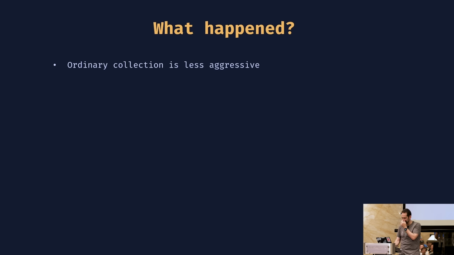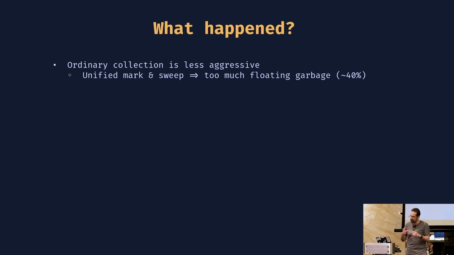So what was going on? It basically turns out that ordinary collection in the new collector is just less aggressive. In particular, the unified mark and sweep design that we stole from the very concurrent garbage collector turns out to be a lot less aggressive at capturing all of the garbage you need. There's this problem called floating garbage, charmingly, in the literature, which is stuff that was allocated but can't yet be collected because of this snapshot at the beginning thing.